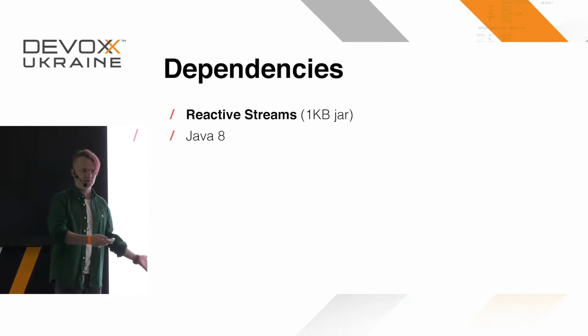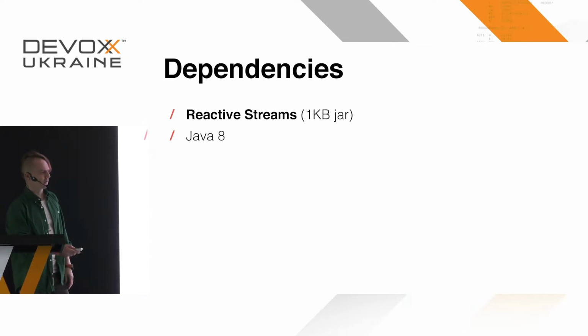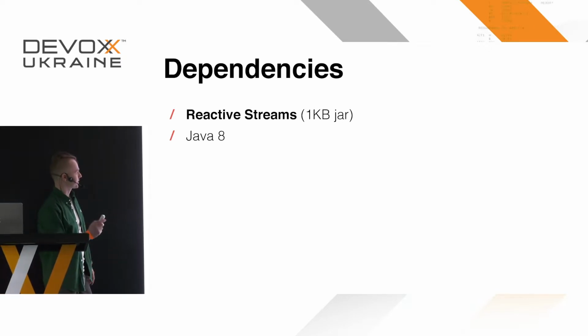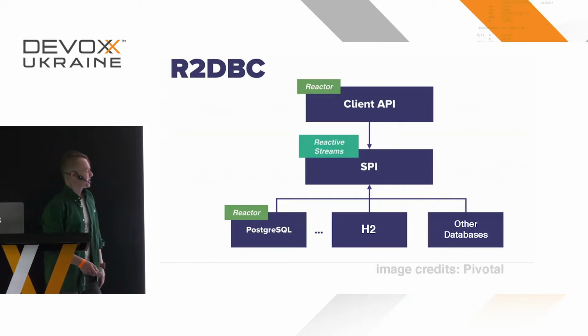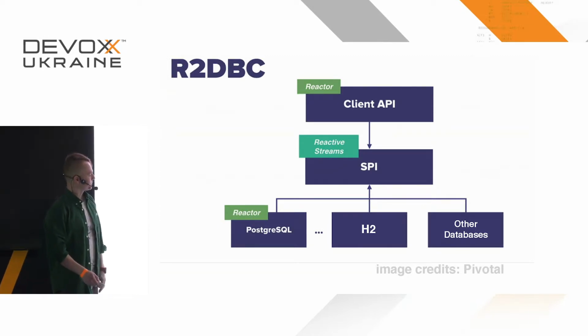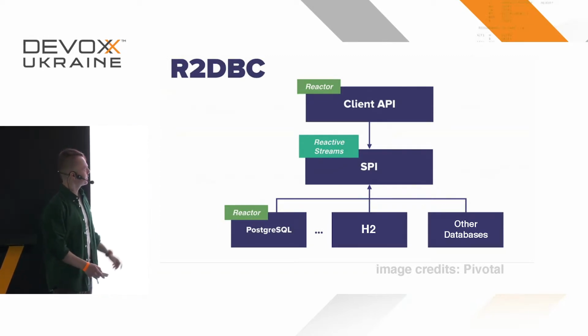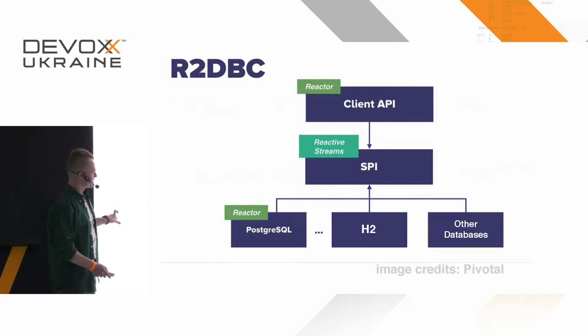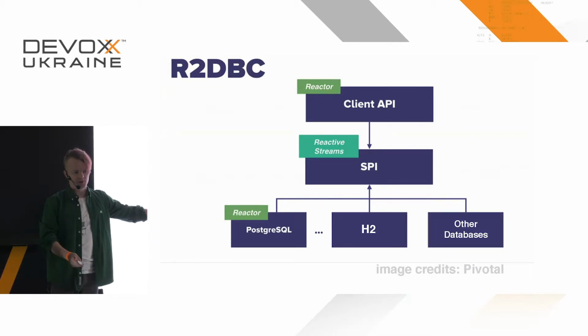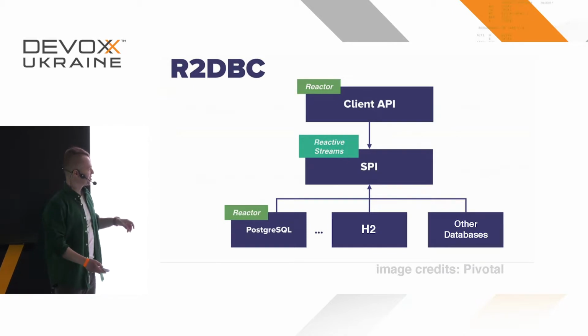So it would be kind of cool, a small interface library. And it consists of these layers. We have SPI in the middle, client API on the top, and drivers at the bottom. Something kind of a bit different than JDBC, but let's look at SPI.